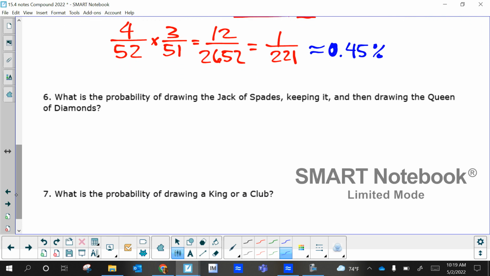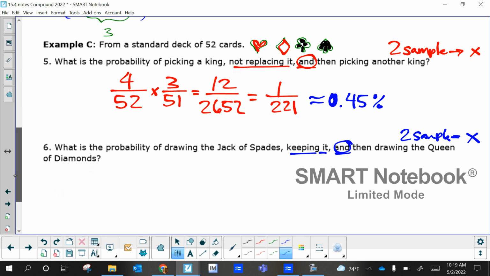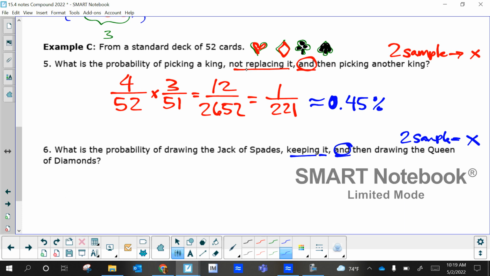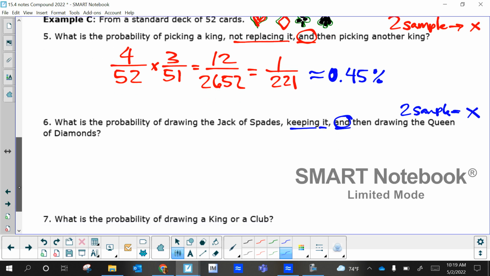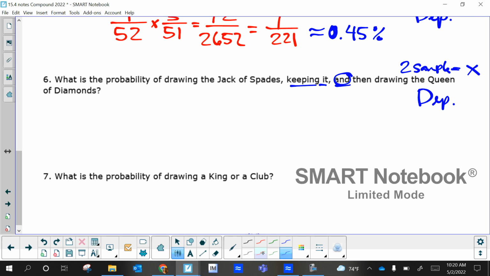All right, what is the probability of drawing the jack of spades, keeping it, and then drawing the queen of diamonds? And there's the word and. So again, this is 2 samples, so I'm going to multiply again. Keeping it and not replacing it are the same thing, so be careful on that. So not replacing it is the same thing as keeping it. So this is another dependent event.